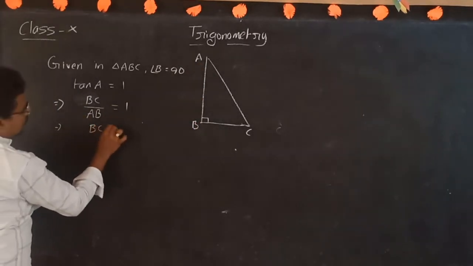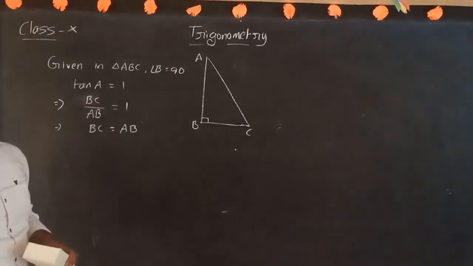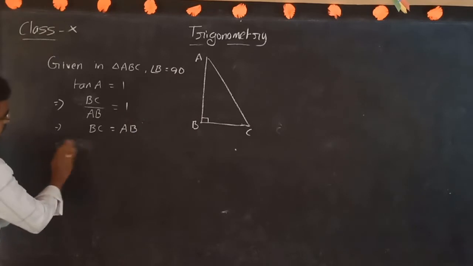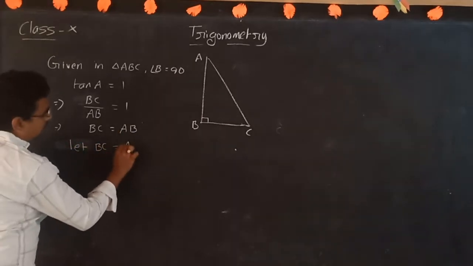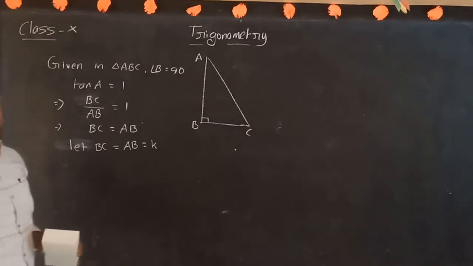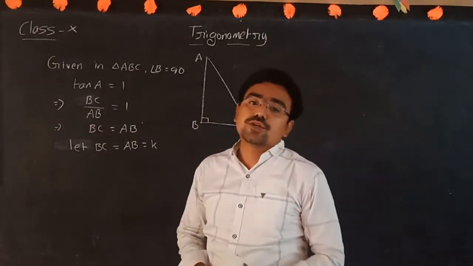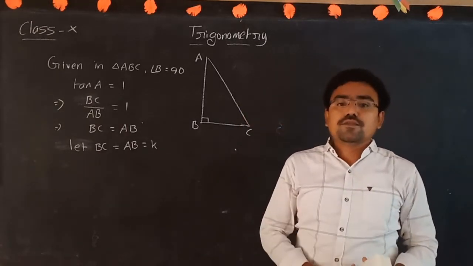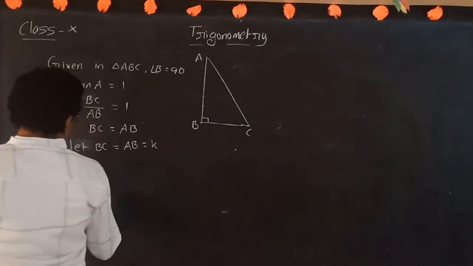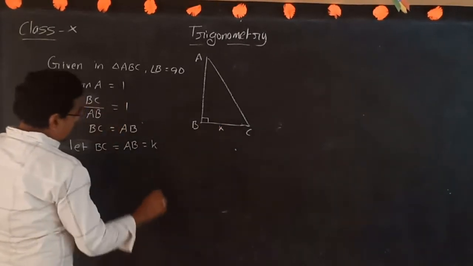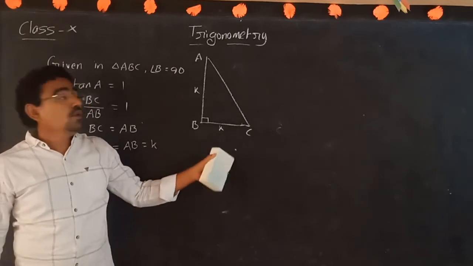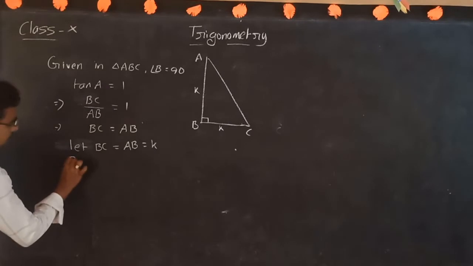This implies BC equals AB. Let BC equals AB equals k, a constant. Previously, we converted the fraction into a ratio, then assumed the values of the ratio with a constant. Like this, let BC equals AB equals k. So now we know the BC value is k, and the AB value is k. In this right angle triangle, we know two sides with the constant k. We should identify the third side, AC, by using the Pythagoras theorem.